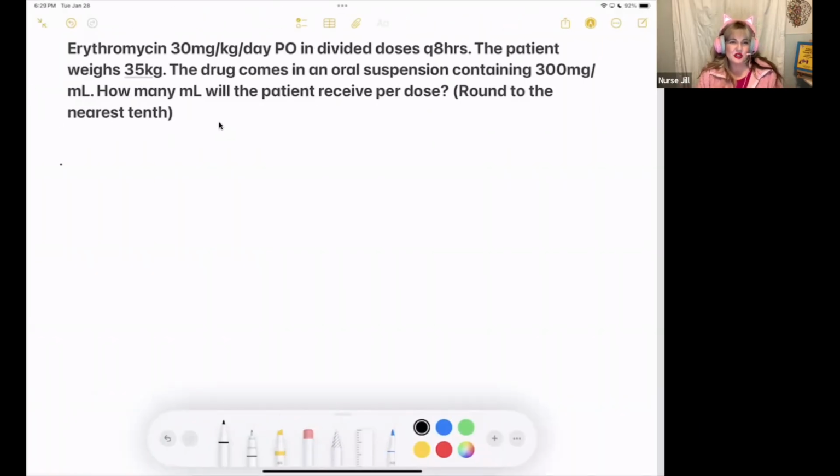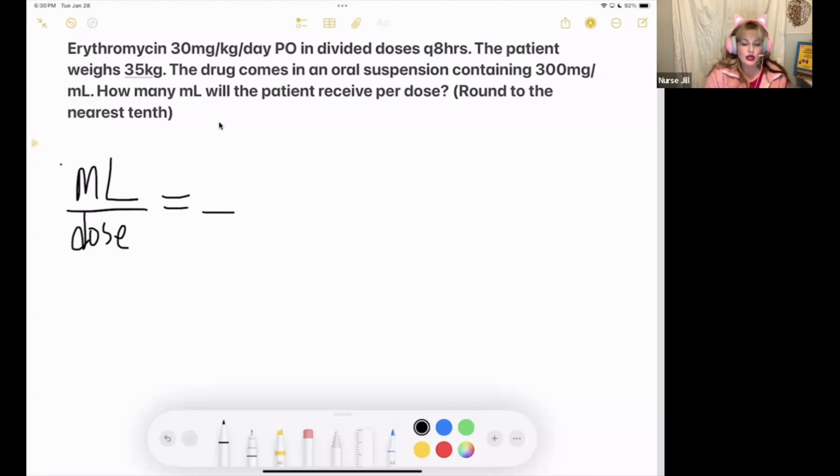Okay, the next question we have erythromycin, 30 milligrams per kilogram per day, PO, in divided doses every 8 hours. The patient weighs 35 kilograms. The drug comes in an oral suspension containing 300 milligrams per ml. How many mLs will the patient receive per dose? And round to the nearest tenth. So first, we always identify what they're asking us. So how many milliliters will they receive per dose? So we have milliliters per dose equals.